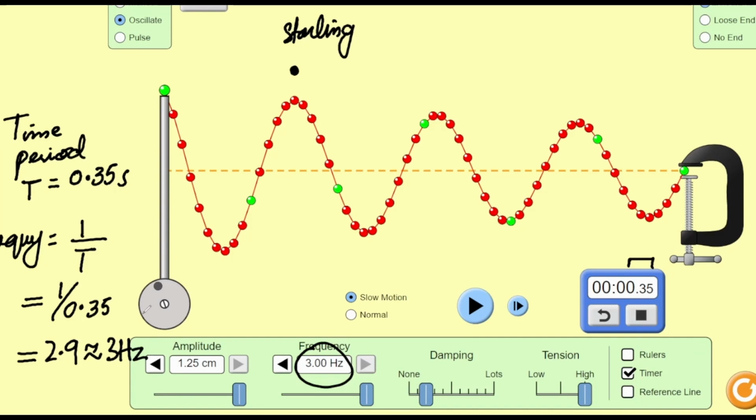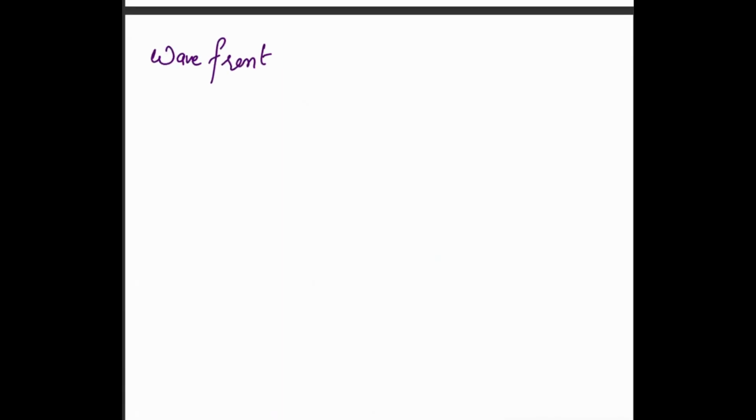Do we understand the difference between the time period and frequency? Yes. Any problems, any issues at this point? Front. It's very important to understand this point. What is a wavefront? Let's just give me a minute. I will show you an animation.